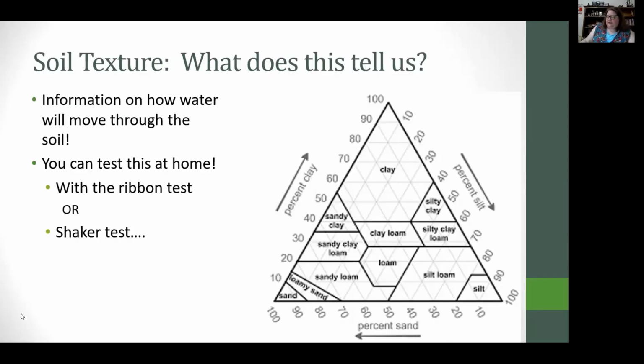With your shaker test, essentially you're using water to separate all those soil particles. By adding an excess of water, we get the organic matter, the sand, the silt, and the clay to separate from each other. And when you shake it really vigorously, essentially you're dissolving the organic matter in the water. So you may notice that your water has kind of a dark color to it now.